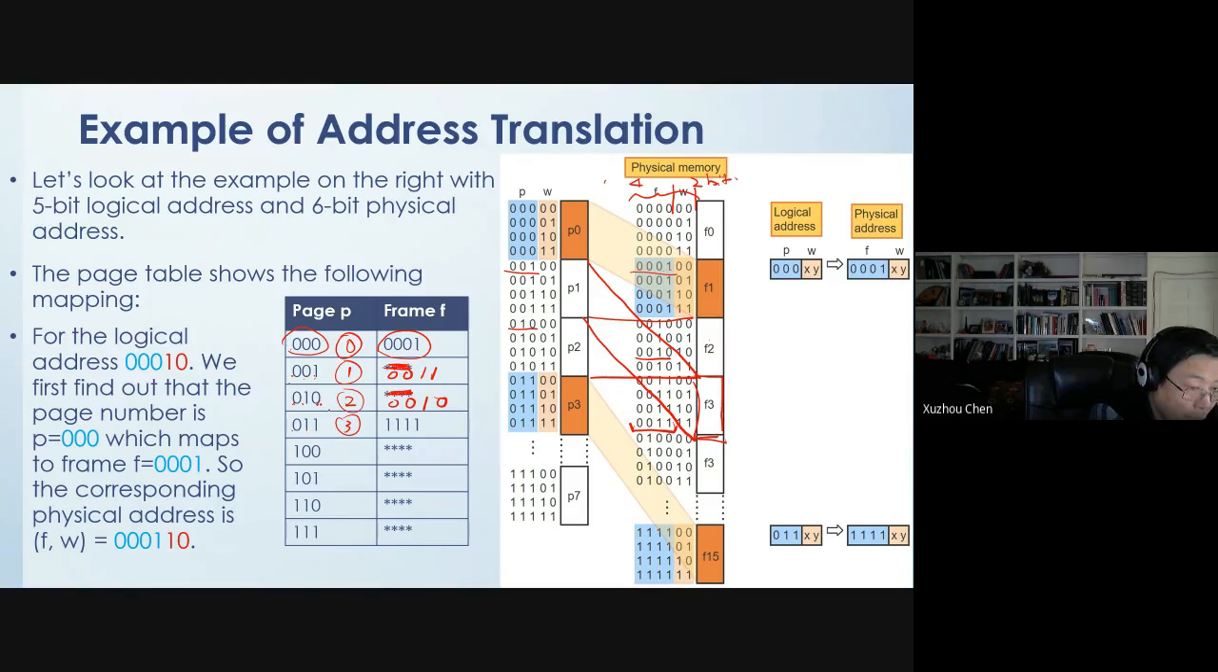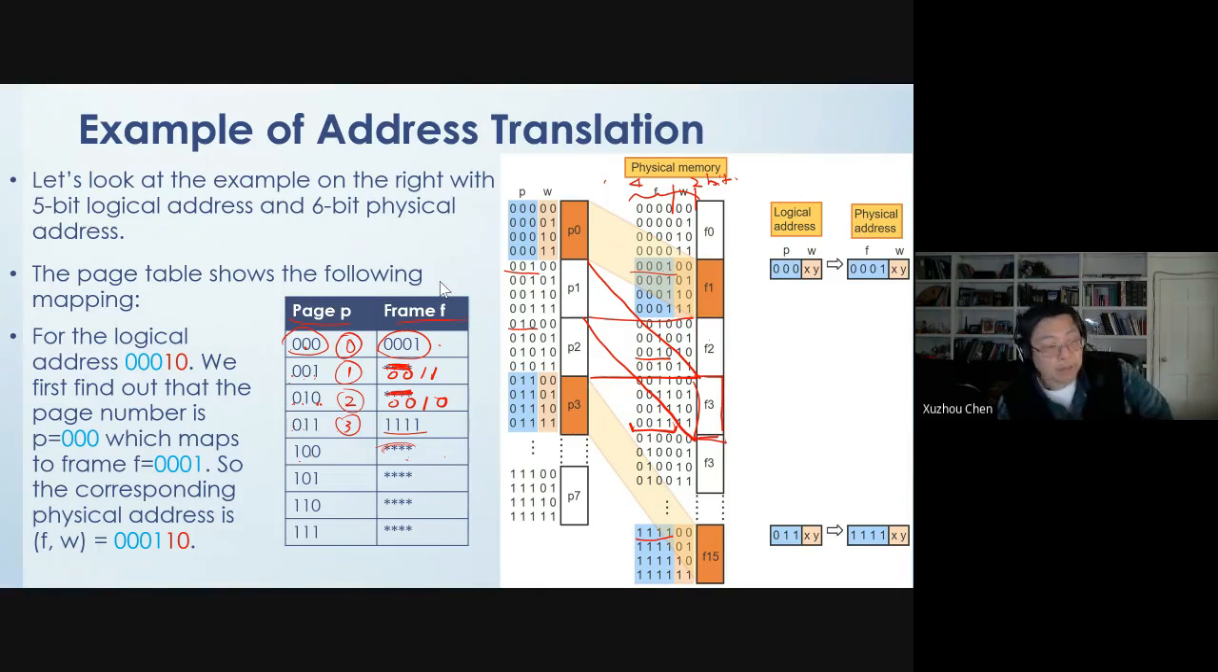And the last page maps to the last frame, frame number 15, which is 1111. So page 3 is mapped to 1111, which is 15. Once we know exactly which page maps to which frame, I can just fill out the corresponding frame numbers into the page table. So the page table basically tells you which page maps to which frame.